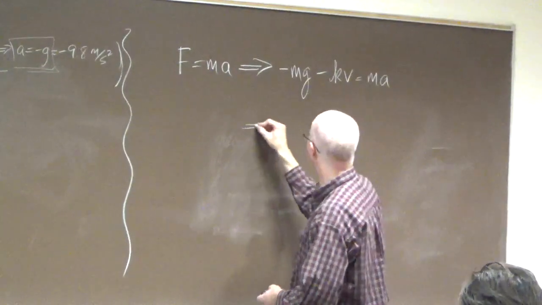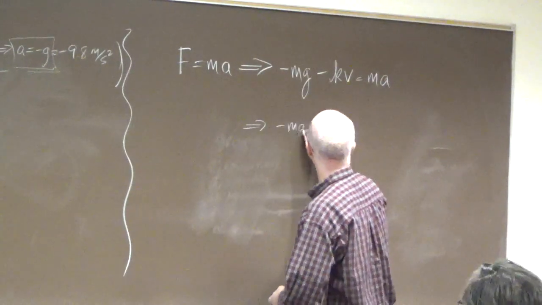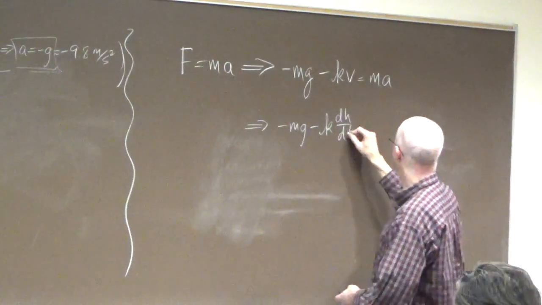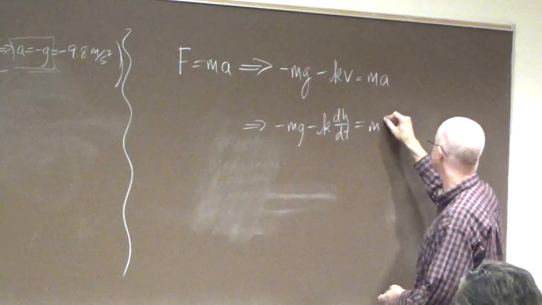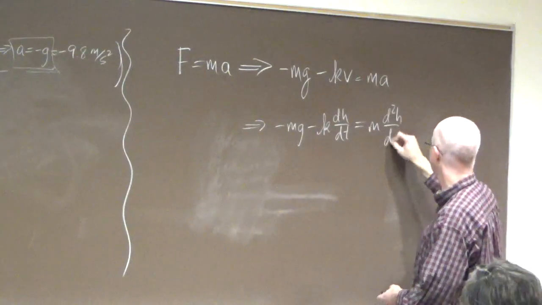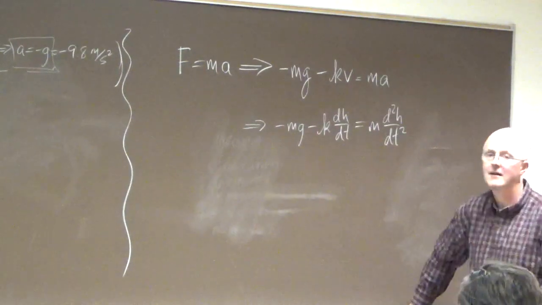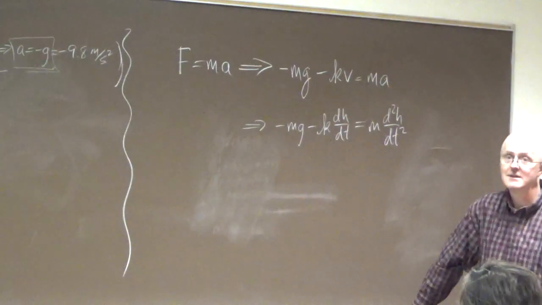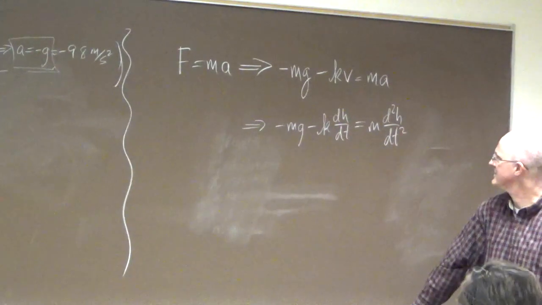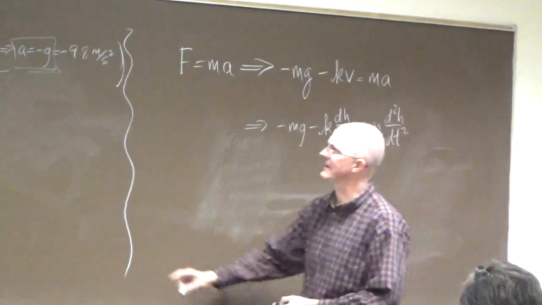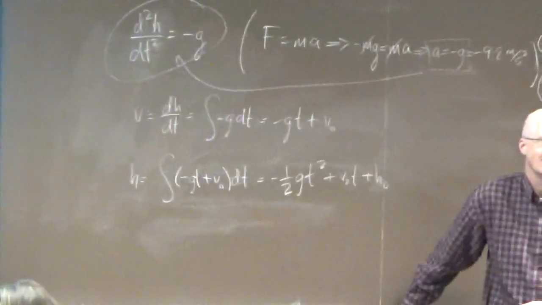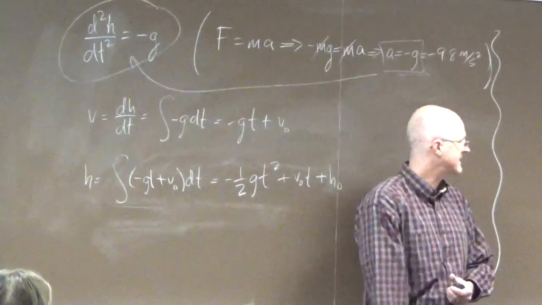This is a differential equation. It can be written as negative mg minus k times the derivative of h with respect to t equals m times the second derivative of h with respect to t. It's a more complicated differential equation. It's definitely harder to solve. You can't really solve it just by doing something like this. We will talk about how to solve this, I think.